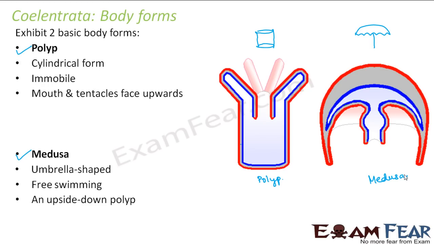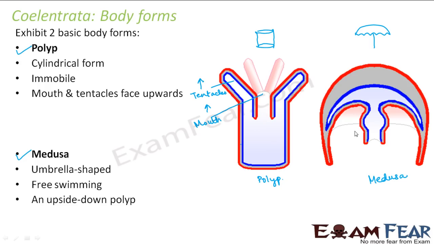In polyp, mouth and tentacles face upwards. So here if you see, this portion is the mouth and these are the tentacles. Both the tentacles are facing upwards this way. The mouth is also facing upwards. But medusa is an upside down polyp. You can just imagine it as an upside down polyp. If you invert polyp, you get medusa. So these are the two basic body forms in which a Coelentrata exists.